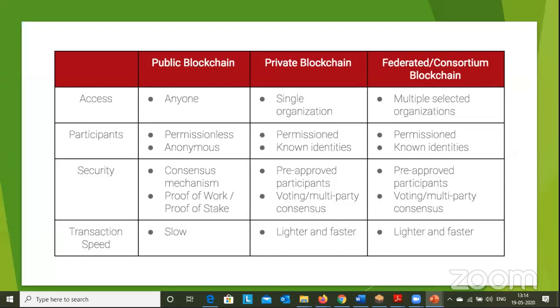Next, participants. Here participants are permissionless and the users are anonymous in Bitcoin. So that is the public blockchain network. In the private and federated, it is only a permissioned network, and known entities will join. Then security. Consensus mechanisms will be used if anything goes wrong in a public blockchain network like Bitcoin, so proof of work and proof of stake mechanisms will be used. In private blockchain and federated blockchain, pre-approved participants and voting multi-party consensus will be used as the consensus.